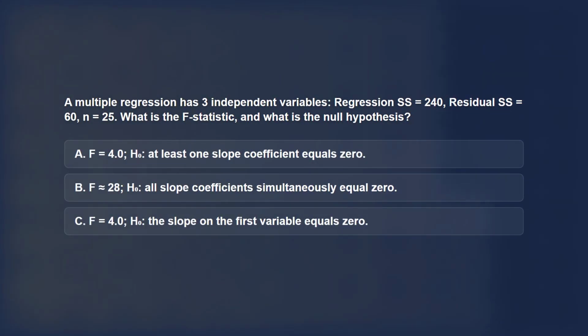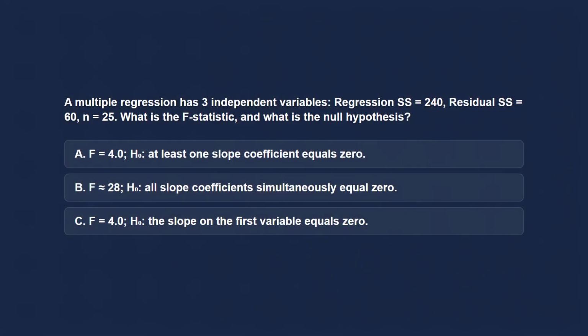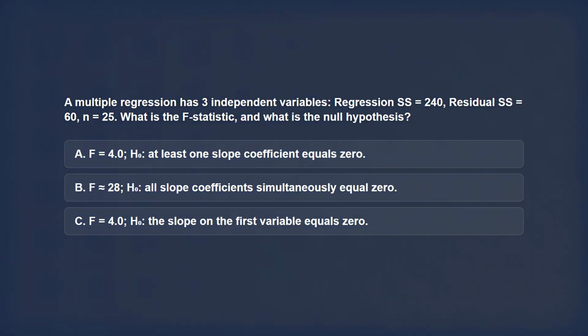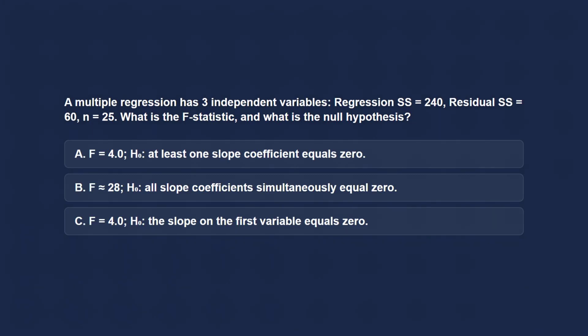Harder question. A multiple regression with 3 independent variables shows regression SS equals 240, residual SS equals 60, n equals 25. What is the F statistic, and what is the null hypothesis? Option A, F equals 4, null is at least 1 slope equals 0. Option B, F equals 26.67, null is all slope coefficients simultaneously equal 0. Option C, F equals 4, null is the slope on the first variable equals 0.